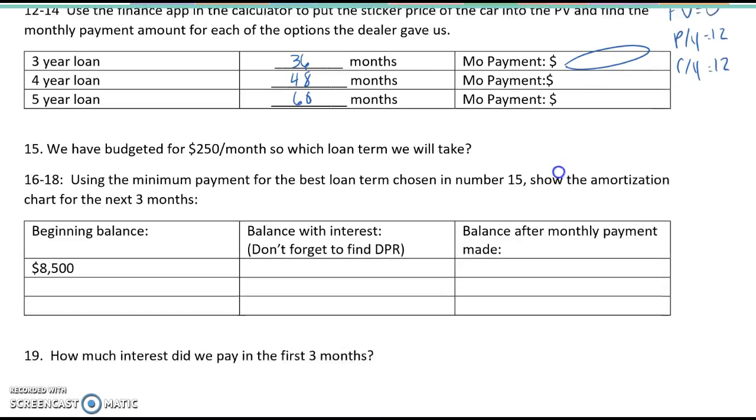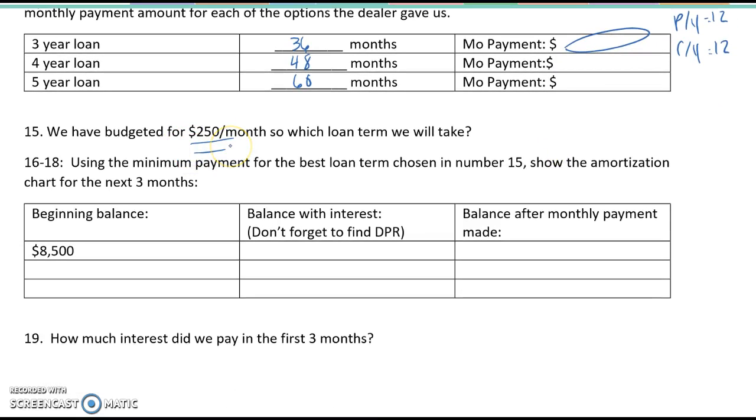Now, once we get down to 15, we've budgeted $250 a month. So which loan term will we take? You need to take whichever one is still under $250 but pays the car off the fastest. Let me say that again. It's got to be under $250, but it pays off the car the fastest. So you need to look at these and then make your decision. And based on that, whatever that monthly payment is, that's what you're going to be using for the monthly payment made.